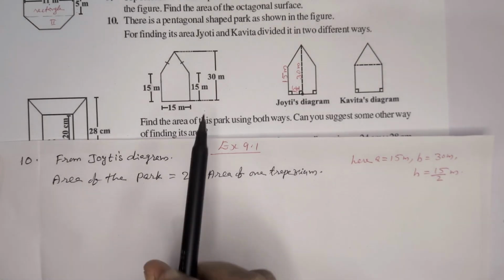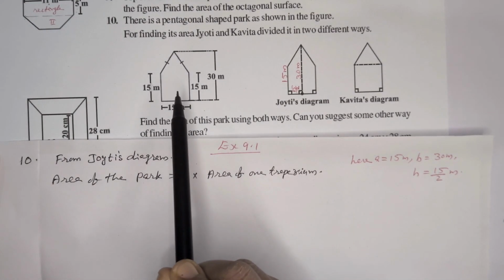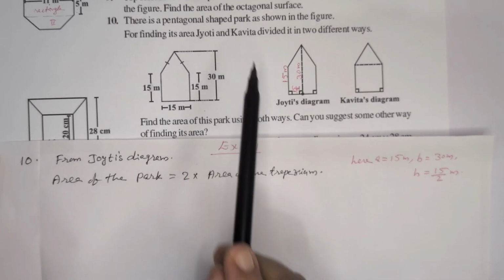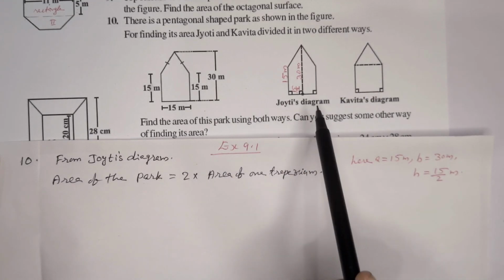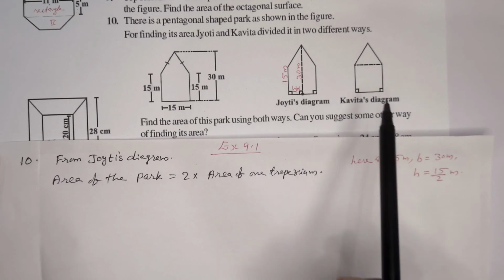Question number 10. There is a pentagonal shaped park as shown in the figure. For finding its area, Jyoti and Kavita divided it in two different ways. This is Jyoti's diagram, this is Kavita's diagram. Find the area of this park using both the ways.